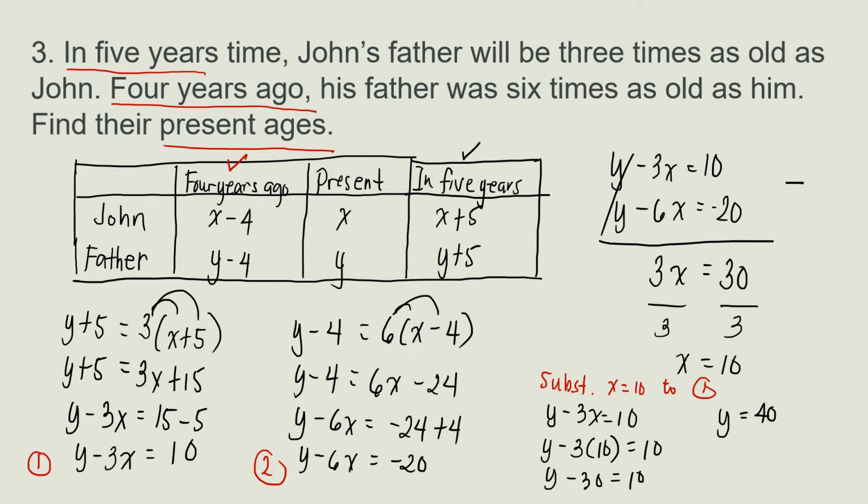So what's your final answer? We don't have much space left, but I think we can just put it here. So this is the father's age, and then John's age is this one. Supposed to write a sentence for it, but we don't have enough space.